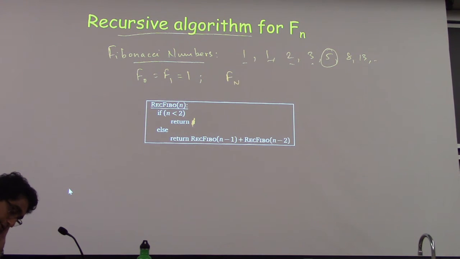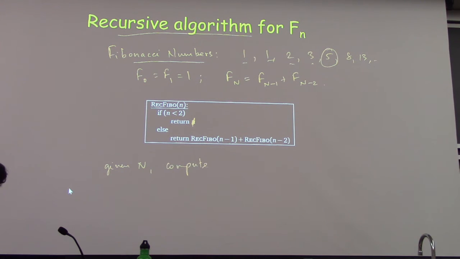You have fn equals fn minus 1 plus fn minus 2. So this is the definition of Fibonacci numbers. And now the question is, suppose I give you n, given n, compute fn. I want you to come up with an algorithm for this. This is the definition of recursion, right? So you write this function which I call recursive Fibonacci of n. If n is smaller than 2, I just return 1, because for f0 and f1 the answer is 1. Otherwise, I return Fibonacci of n minus 1 plus Fibonacci of n minus 2, making function calls with n minus 1 and n minus 2.